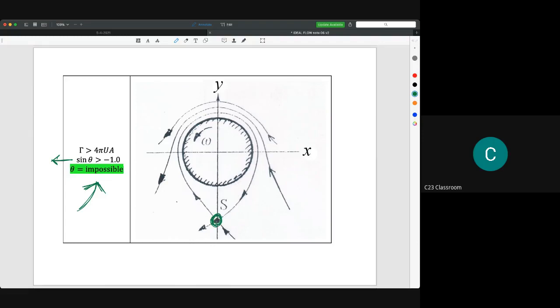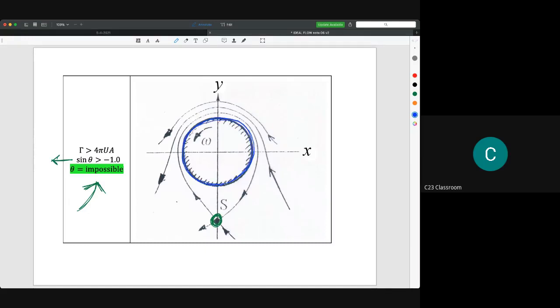Awak kena faham, sekiranya nilai sin theta lebih daripada 1, kita tidak boleh menyelesaikan masalah sin theta. Tetapi nilai ini bukanlah membawa maksud tidak wujud, ia membawa maksud equation kita tidak dapat menyelesaikan permasalahan yang berlaku. Kerana secara realitinya boleh berlaku stagnation point di luar. Maksudnya stagnation point berlaku bukan di atas permukaan silinder. Kenapa? Kerana psi combination yang kita gunakan untuk penyelesaian masalah adalah reflect bentuk bulatan ini.